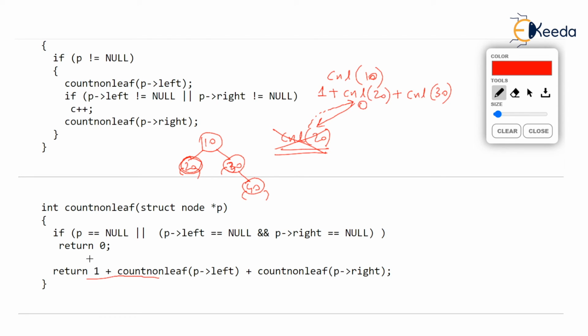Now the turn of count non-leaf 30. If count non-leaf 30 starts, it will first ask, is it a valid node? Yes, it is a valid node because 30 is stored in that node. Or is it a leaf node? It is not a leaf node either. You can see that 30 has got the right child. So 30 will say, I am a non-leaf. So I will count 1.